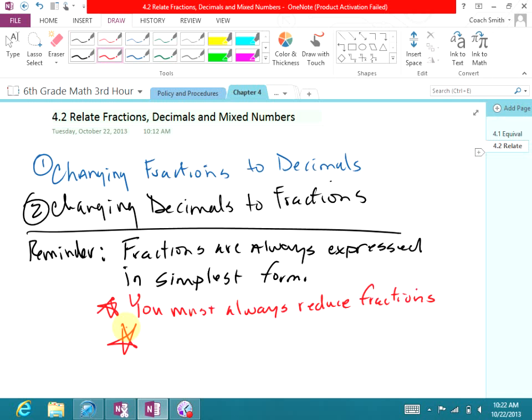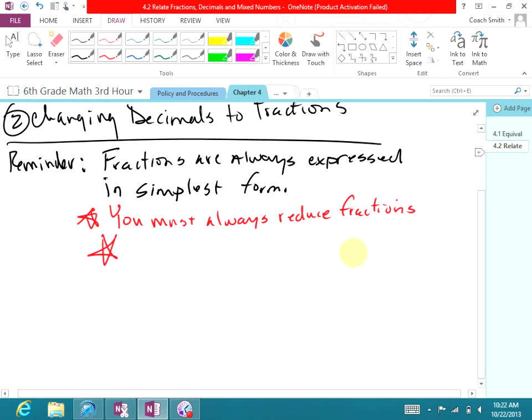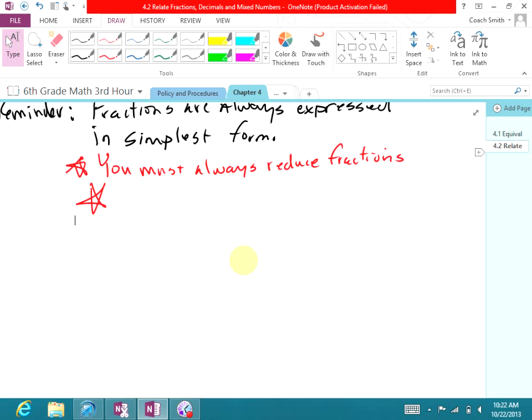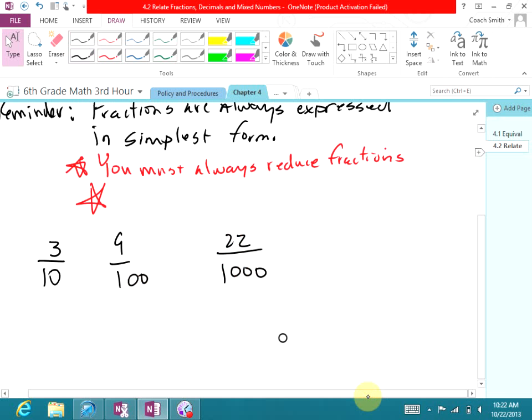So, looking at our first goal today, changing fractions to decimals. It's fairly simplistic because most of the fractions that you're going to have are going to look like this. For example, 3 over 10 or 9 over 100 or 22 over 1,000. Okay? They're all going to be in powers of 10 on the denominator. Okay? So let's go back and remind ourselves and review our place values.